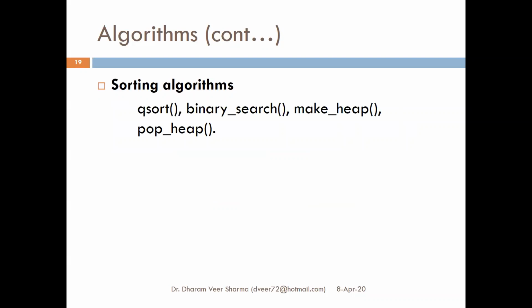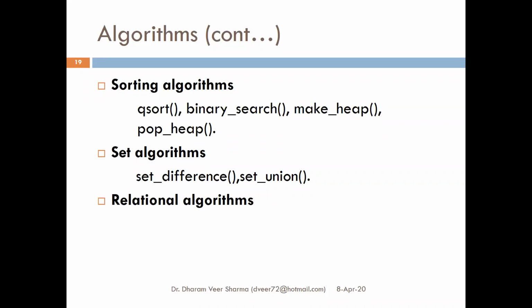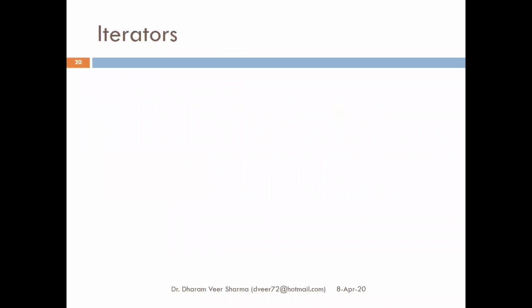Then we have sorting algorithms, sorting and searching. We have quick sort, binary search, make heap, and pop heap. Similarly, set algorithms are there. What's the difference between two sets of data? What's the result of union between two sets? And then there are relational algorithms, which is the maximum element, which is the minimum element, and so on.